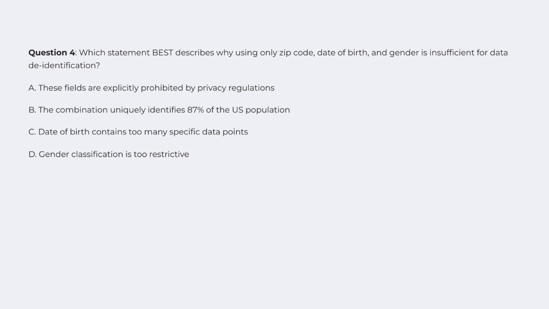Question 4. Which statement best describes why using only zip code, date of birth, and gender is insufficient for data de-identification? A. These fields are explicitly prohibited by privacy regulations. B. The combination uniquely identifies 87% of the U.S. population. C. Date of birth contains too many specific data points. D. Gender classification is too restrictive.